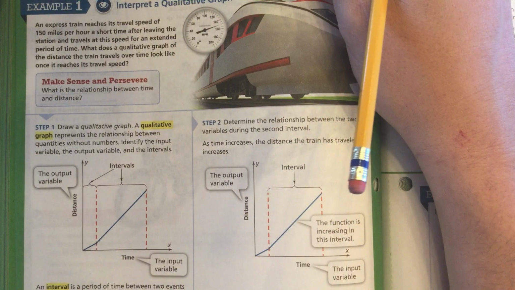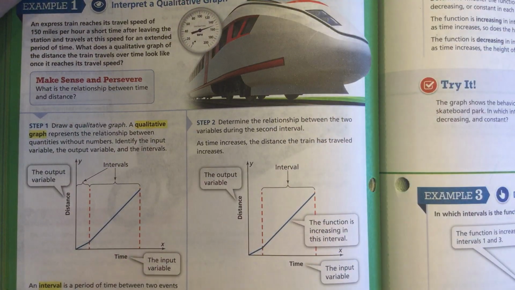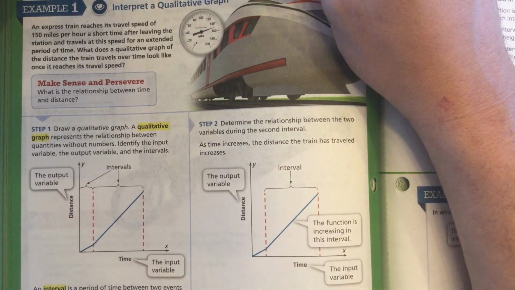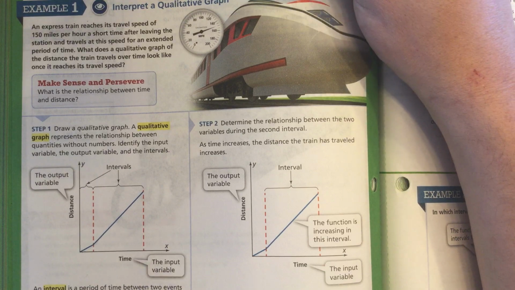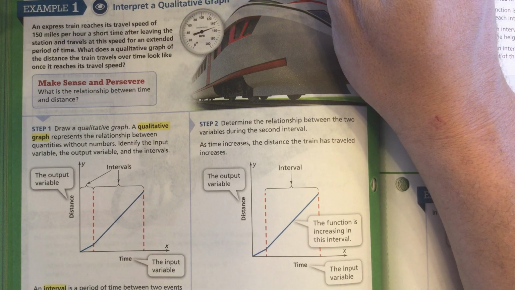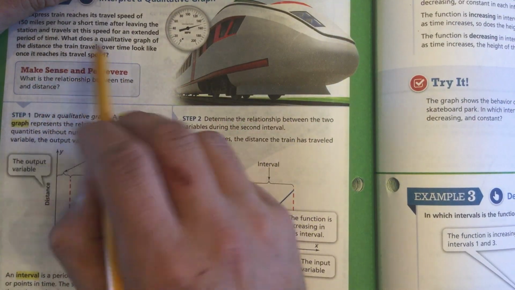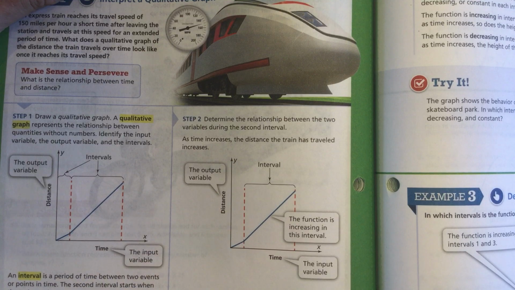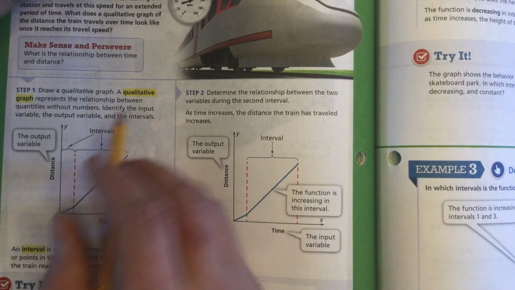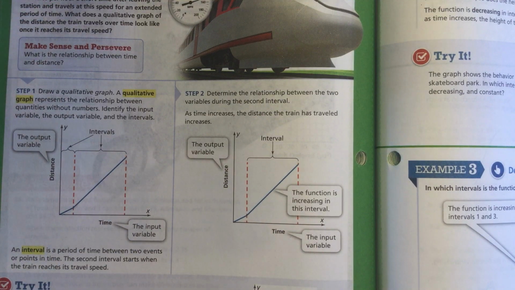So let's draw a qualitative graph. A qualitative graph represents the relationship between quantities without real numbers. There are no real numbers here. Identify the input variable, the output variable, and the interval. The first thing we have to do is identify the input. The input in this particular one is going to be time. When it says "over time," so a graph of distance over time, check it out, distance is over time. That's a good indicator. This is our input, that's our output. When you see "over time," that word is going to be on the bottom, because it has to have the other one on top of it.